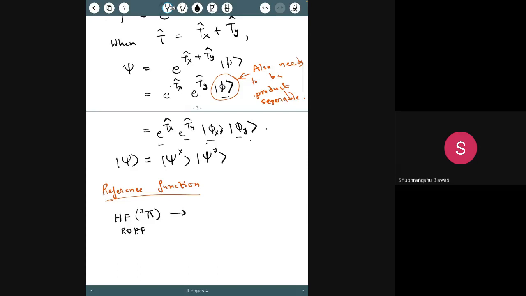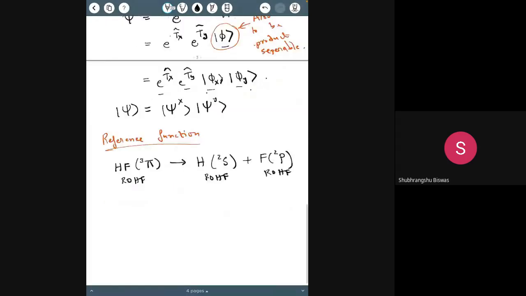And I am following the potential energy curve to a dissociation to the doublet S state of hydrogen and the doublet P state of fluorine. I'm also doing, of course, restricted open shell Hartree-Fock calculations on the fragments. Since these are all the high spin ground states of the various components, this triplet pi is a high spin state, so doublet S is also high spin and doublet P is also high spin.